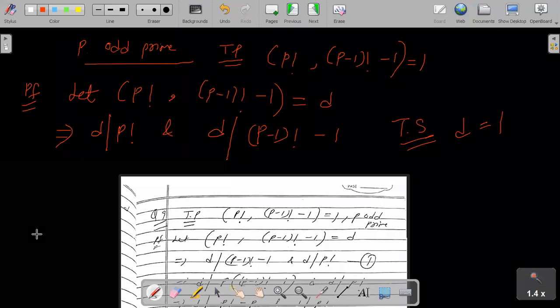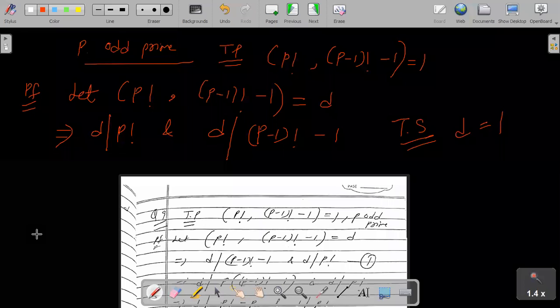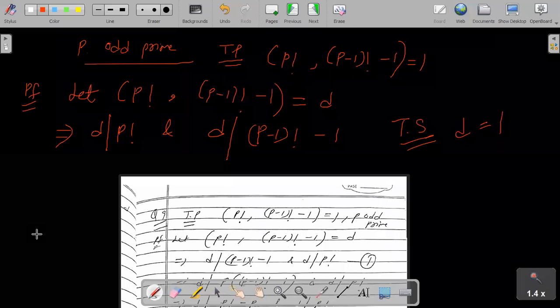So any clue? What should you do? मैम p factorial को लिख सकते हैं p into p minus 1 factorial. Okay. See. और फिर वहाँ फिर क्या करोगे? फिर मैम d divides either p और p minus 1 factorial. Okay.